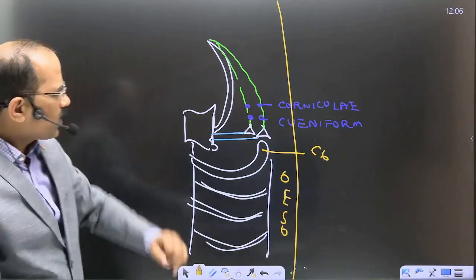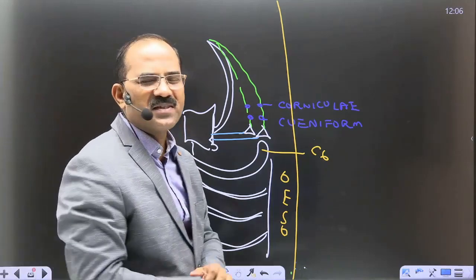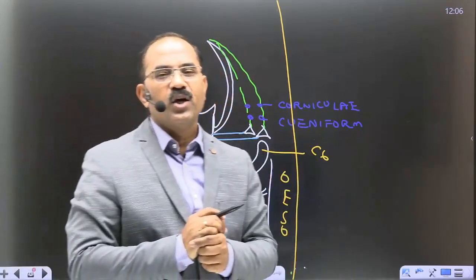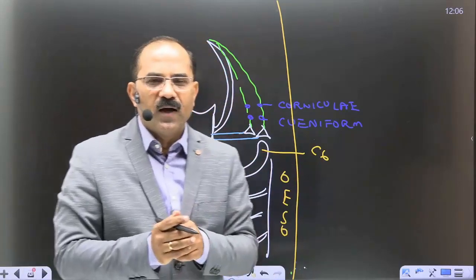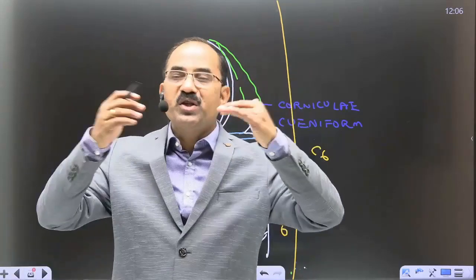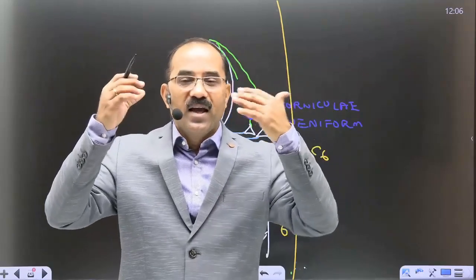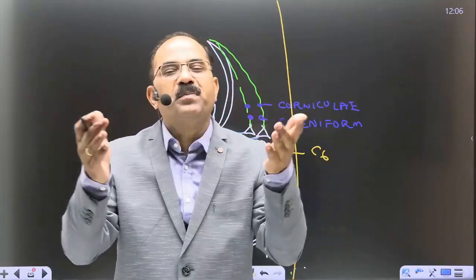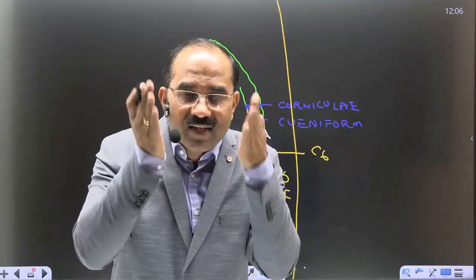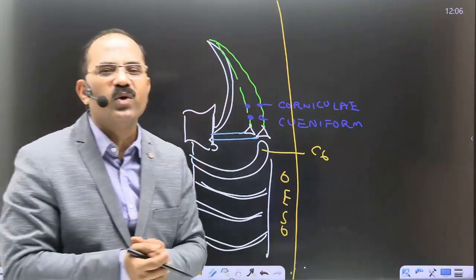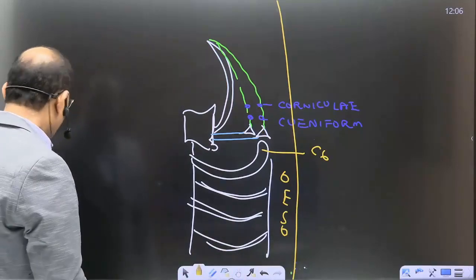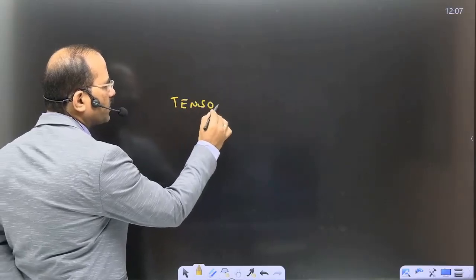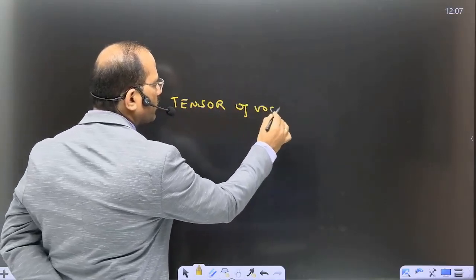Clear? Now, coming to the muscles of the larynx, students, not that all muscles are important, but you should know this vocal cords. You know, when we shout, when we talk in a loud voice, that pitch of the voice, you get a high-pitched voice. And this high-pitched voice is because the vocal cords are tensed. Tensor of the vocal cords. Now, this is something that you have to know. Tensor of the vocal cords is a very important MCQ.